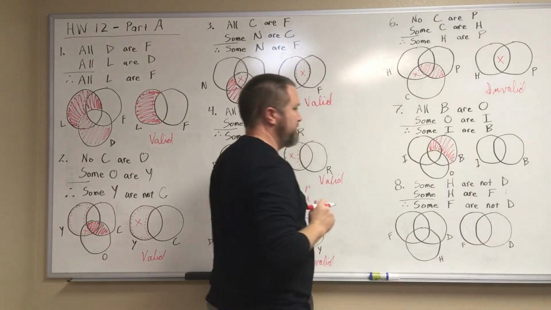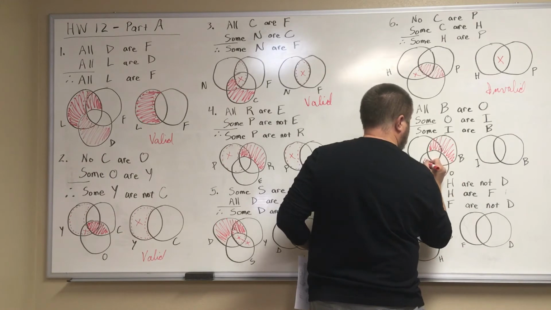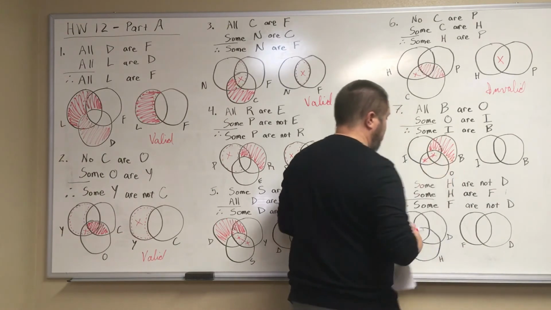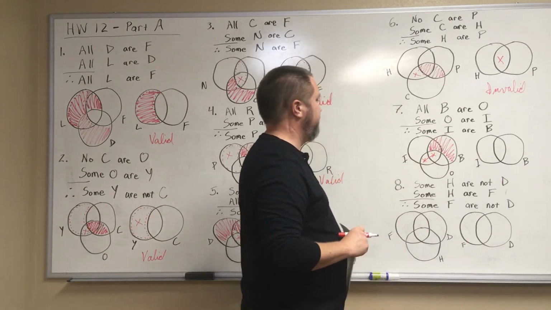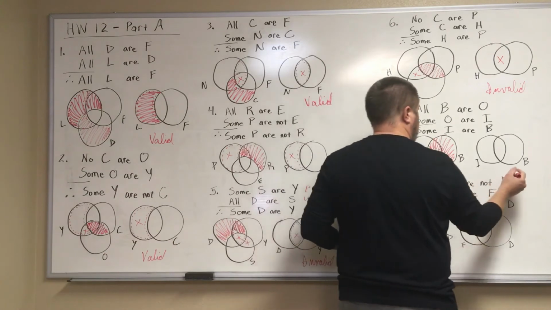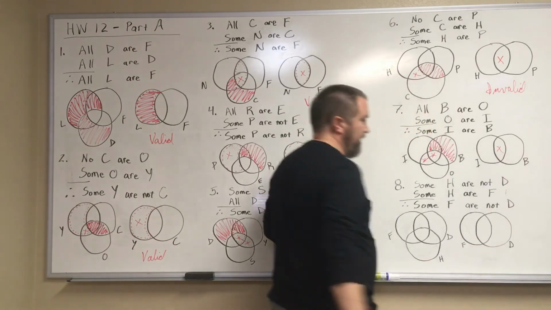All right, next one, all B are O. Make that area. Some O are I. So we have another fence straddling X. So we don't know if the X is in this side of the football or this side of the football. And then two-circle Venn diagram for the conclusion. Some I are B. So we have an X in the middle.